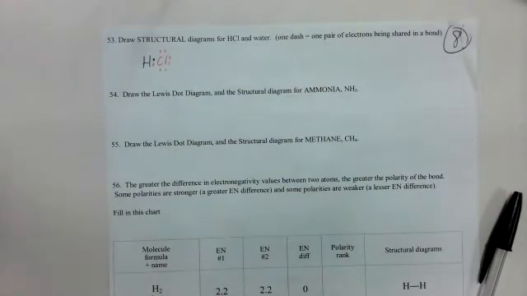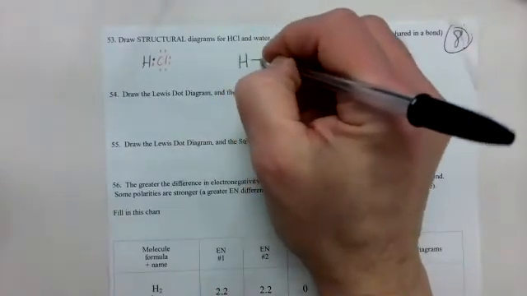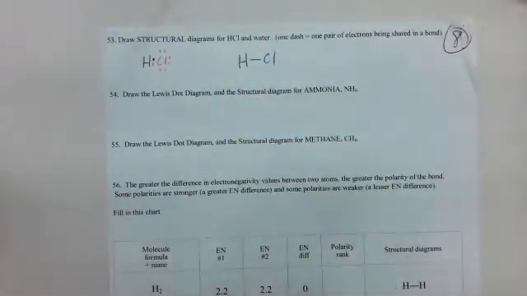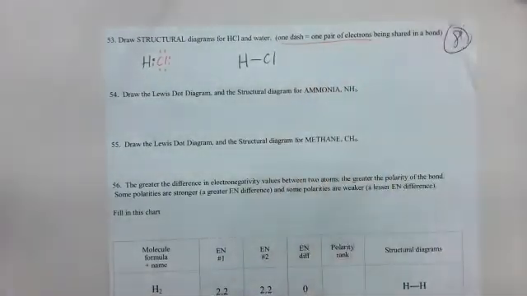So in order to draw HCl, you know that hydrogen has 1 dot and chlorine has 7 dots, and they fit together in a 1-to-1 ratio because they're going to share 1 pair of electrons and make what's called a single polar covalent bond. Now, as a shortcut, we can just do this, H-Cl. And that dash in the middle means they're sharing 1 pair of electrons. 1 dash equals 1 pair of electrons being shared in a bond.